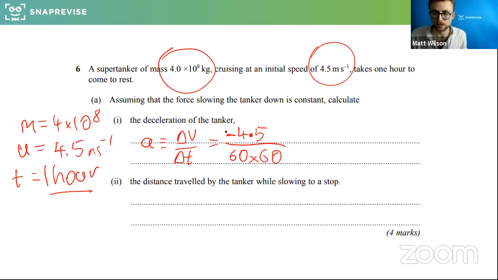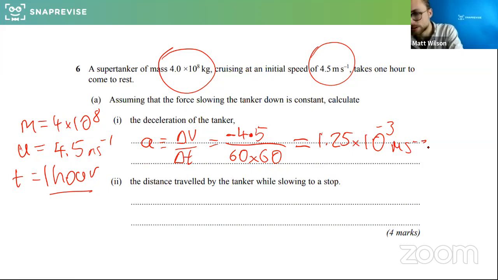Good. Okay. So what does this give us? You should get 1.25 times 10 to the minus 3. And the units, never forget the units.